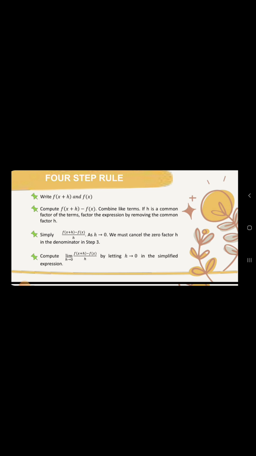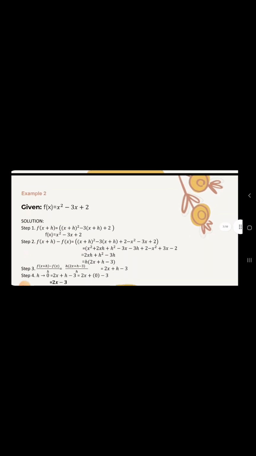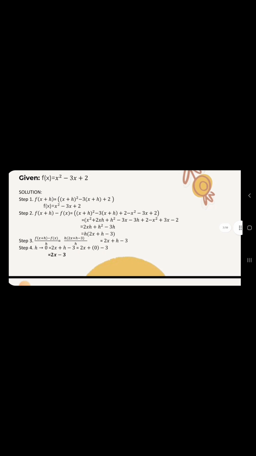Step 4: compute the limit of f of x plus h minus f of x over h by letting h approach 0 in the simplified expression. So we need to have an example. So one example is here: given f of x is equal to x squared minus 3x plus 2. So the solution is, first, step 1.